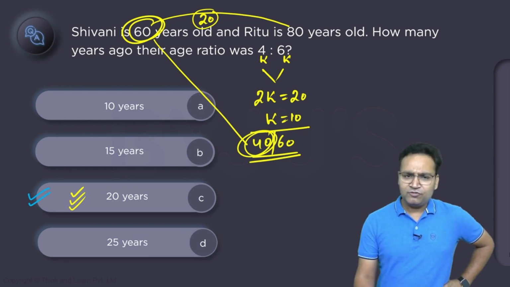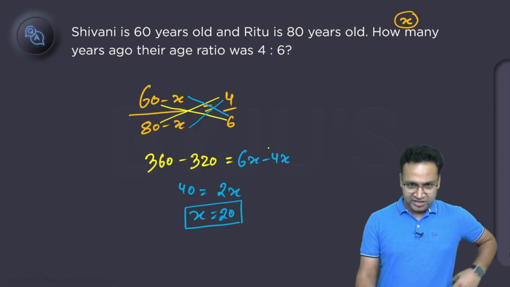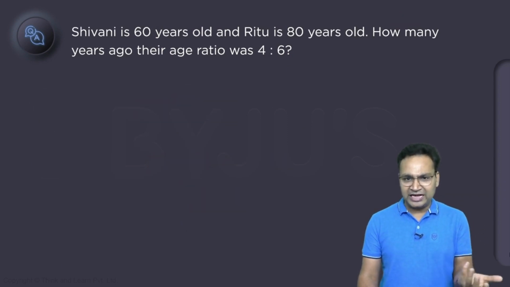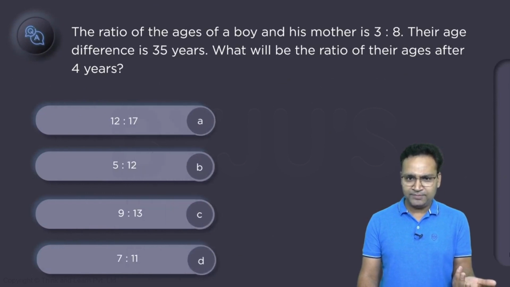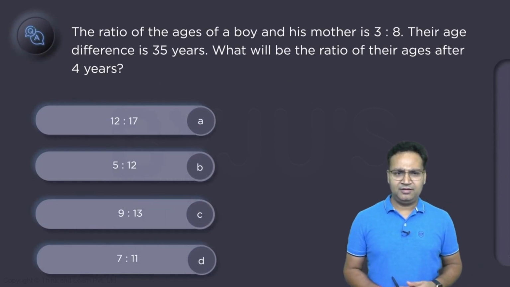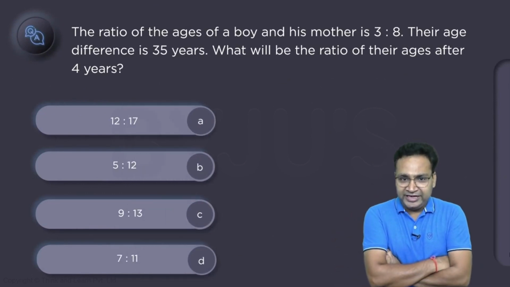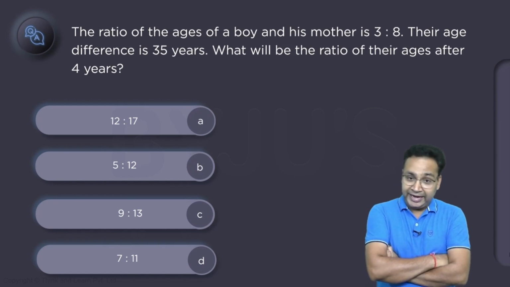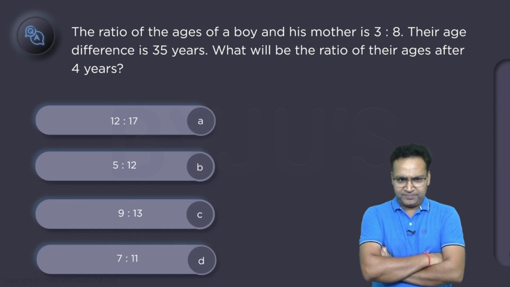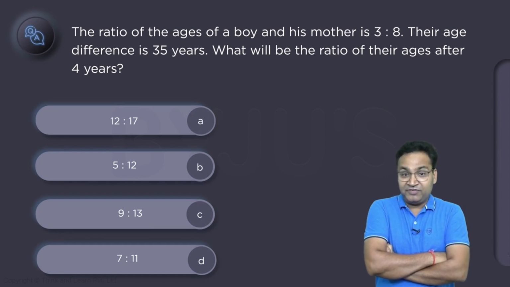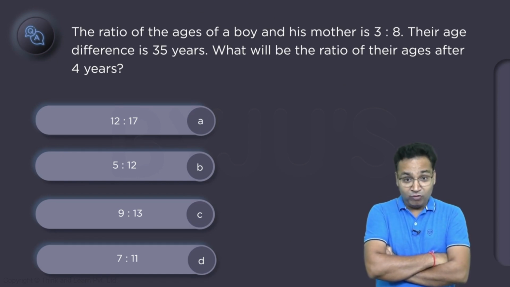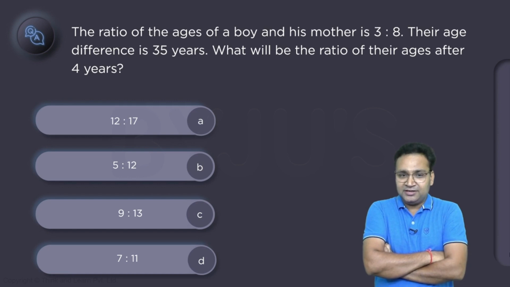Let's look at a few more examples, right? And keep on learning how to reduce calculations. Okay, look at this. The ratio of the ages of a boy and his mother is 3:8. The age difference is 35 years. Great. What will be the ratio of the ages after 4 years?